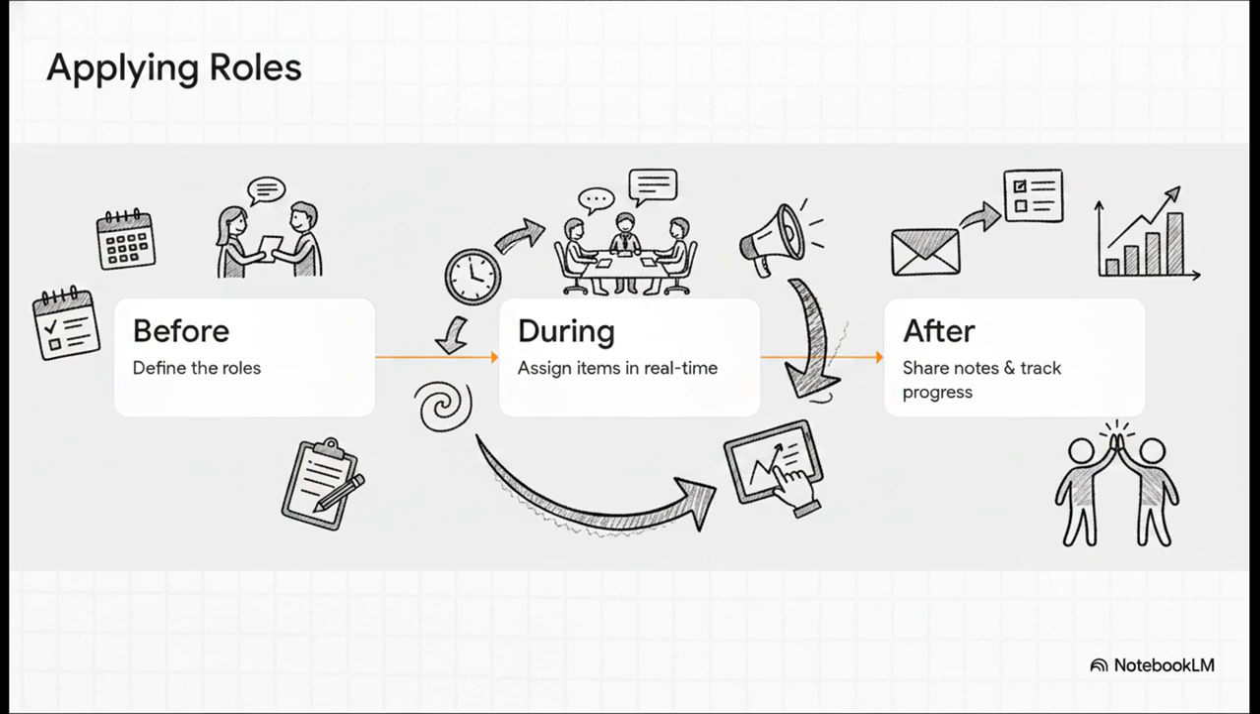Step 1 happens before the meeting. Define your roles, know who's making decisions, and who's taking notes before you even sit down. Step 2 happens during the meeting. Assign those action items in real time. Don't wait until later to figure out who's doing what. And Step 3 happens after. Share those notes immediately and hold your action owners accountable. It's a simple but highly effective cycle.